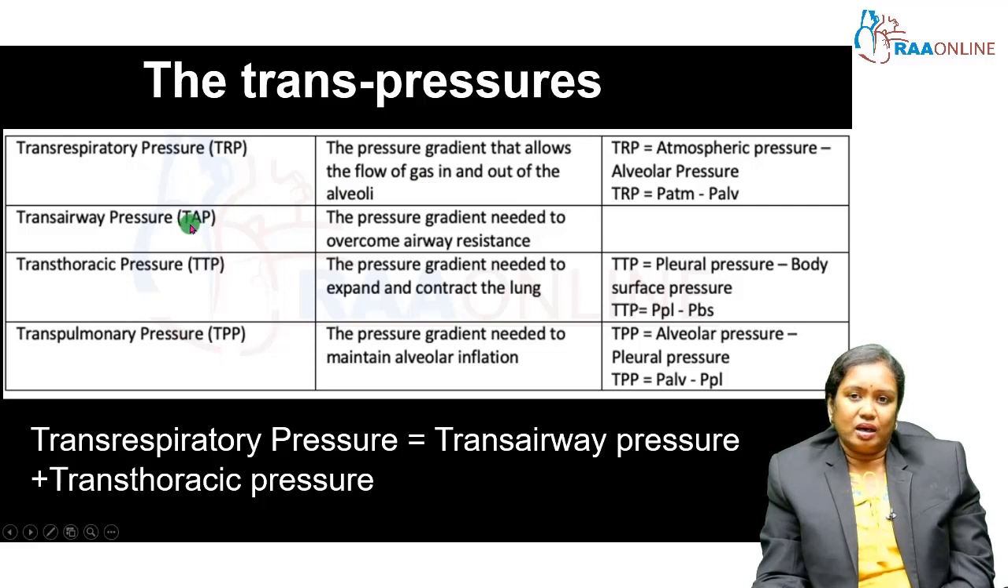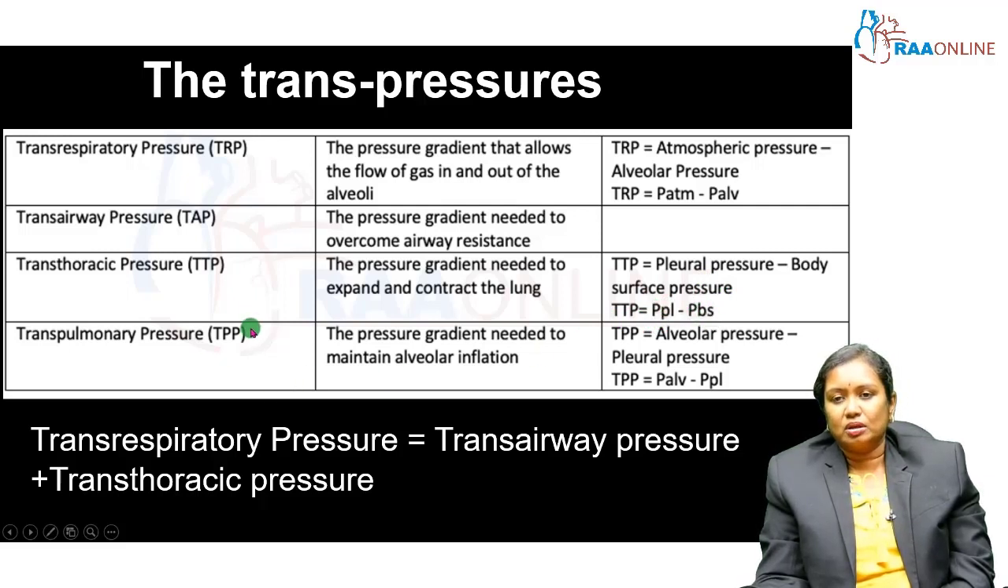So, next the trans-airway pressure. This is the pressure gradient necessary to overcome airway resistance. This is the pressure gradient necessary for the air to flow through the large airways initially. So, only after the trans-airway pressure comes the trans-respiratory pressure. Then the trans-thoracic pressure. This is the pressure gradient necessary to expand and contract the lung. This pressure is the gradient between the pleural pressure and the body surface pressure. So, PL, pleural, minus the body surface.